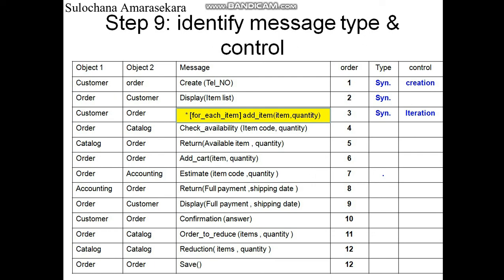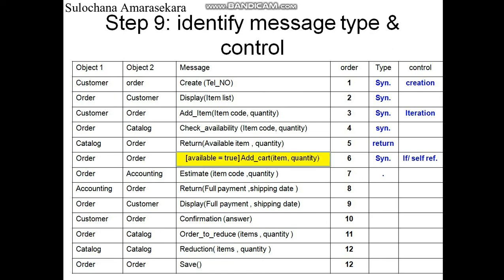Again, checking availability is a synchronize message. The next message is the response of the checking availability message. Because of that, it is a return type message. Add cart is a synchronize message, and this message is a self reference message. That means it sends a message to itself, and we know the system only adds available items to the cart. Because of that, it is an if type message. By considering all things, I am changing my message like this. You can see within box brackets it contains the condition availability equal true, then the message.